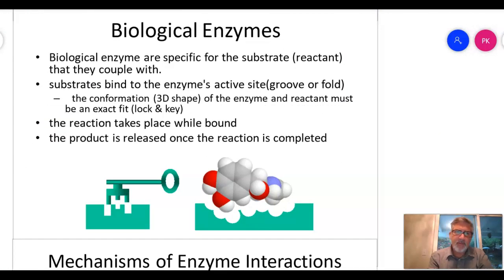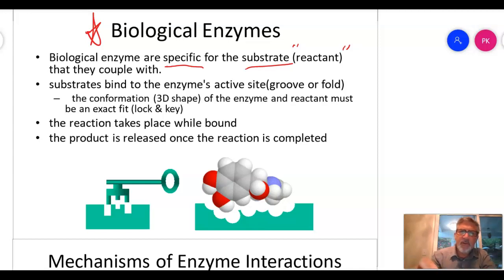So biological enzymes. Let's talk a little bit about biological enzymes. Biological enzymes are specific for a substrate. So the substrate is the biological way we say reactant. In chemistry, a reactant is like a chemical you find on the periodic table or a molecule you've made. In biology, substrates are biological molecules like carbohydrates, nucleic acids, proteins, right?